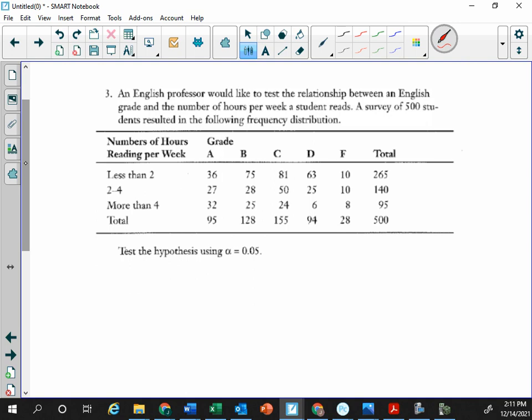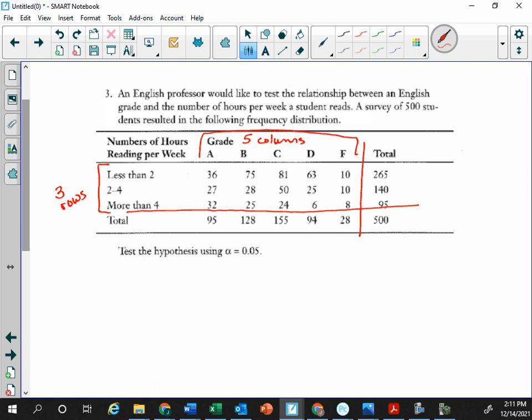Okay? So how many rows do I have? 3 rows. And then these are your columns, guys. How many columns? 5 columns, okay. Draw some lines here.